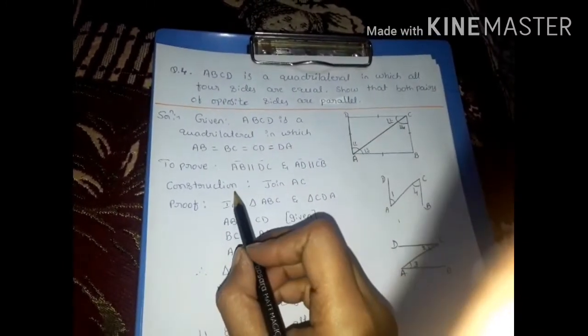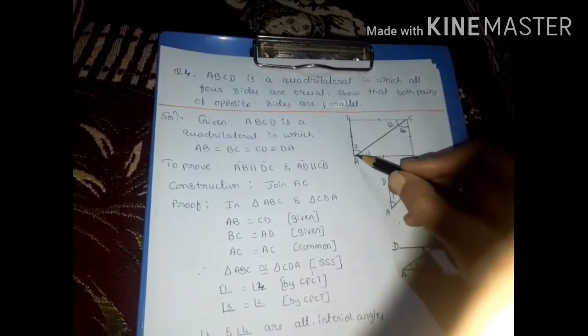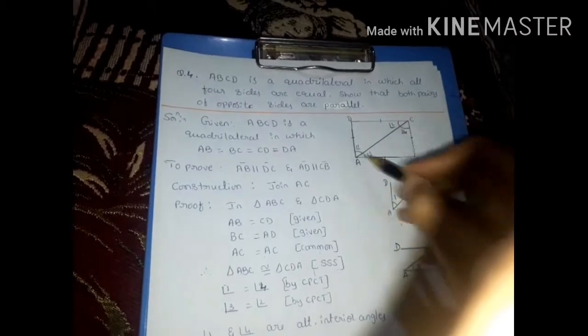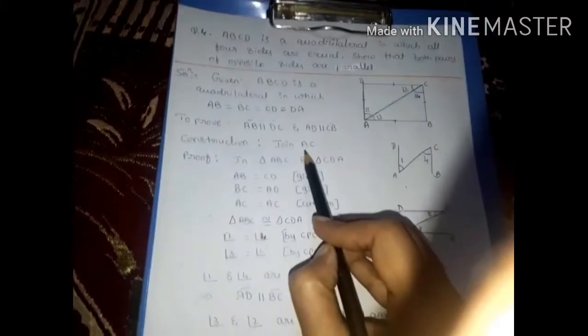So construction you have to write. What you have to do? Join A and C. Join AC. It acts as a diagonal for the given figure. Join AC. This is the construction part.